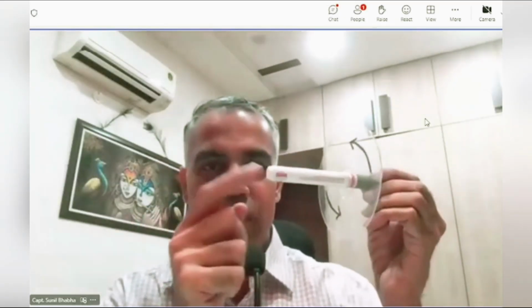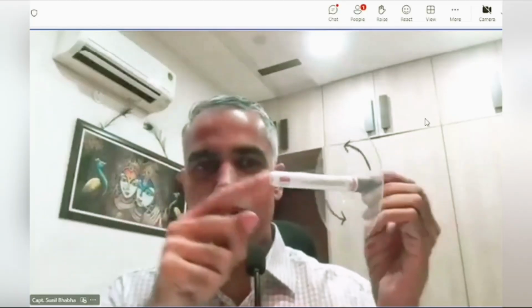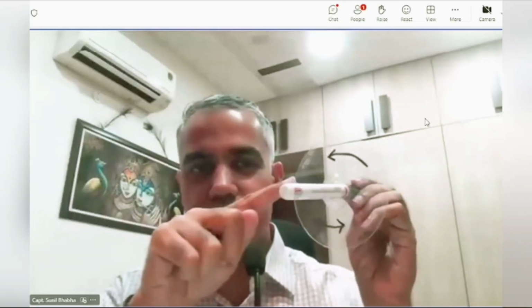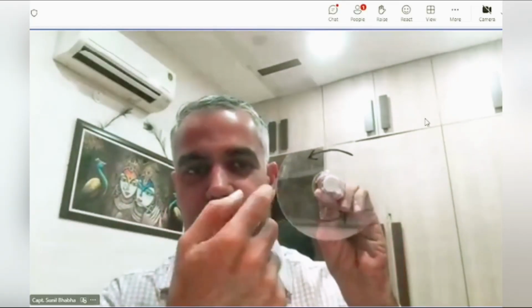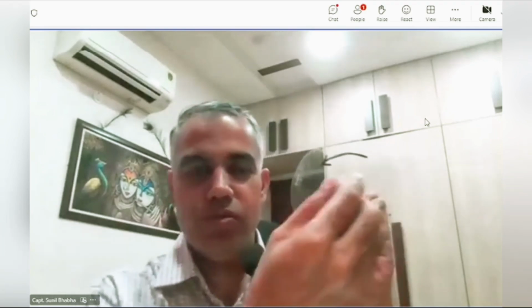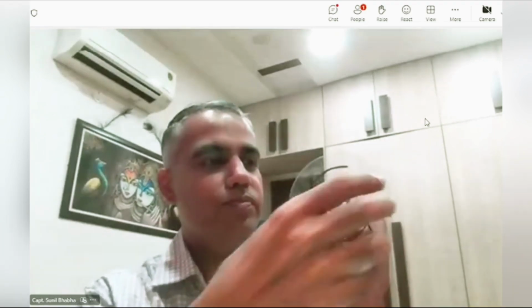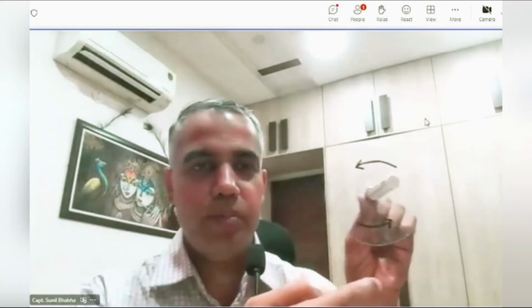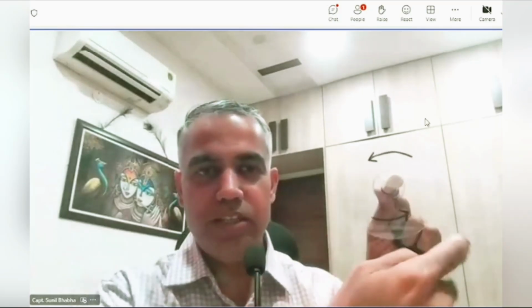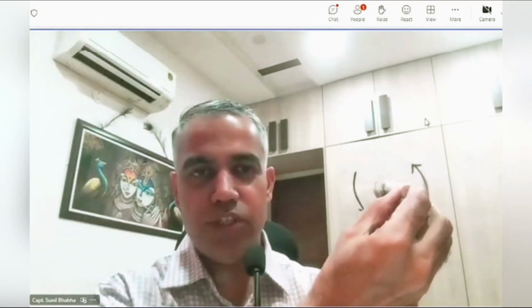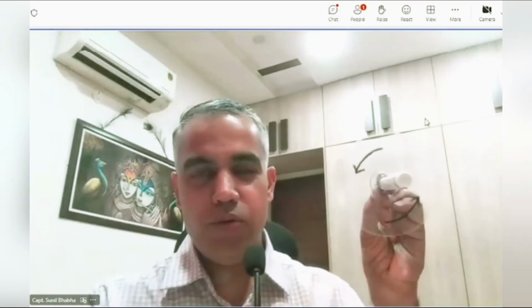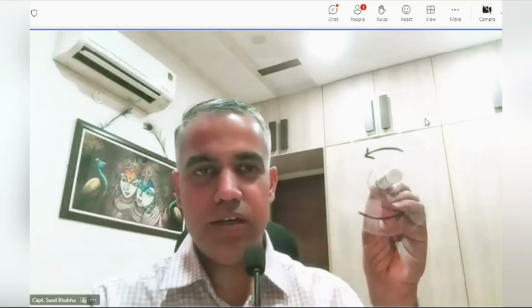I have a small model in my hand. You see this particular marker, this is the spin axis, and you can see the rotor also. I have put arrow marks on the rotor just to show the direction in which it is spinning. So I hope you can see the model. Clear?